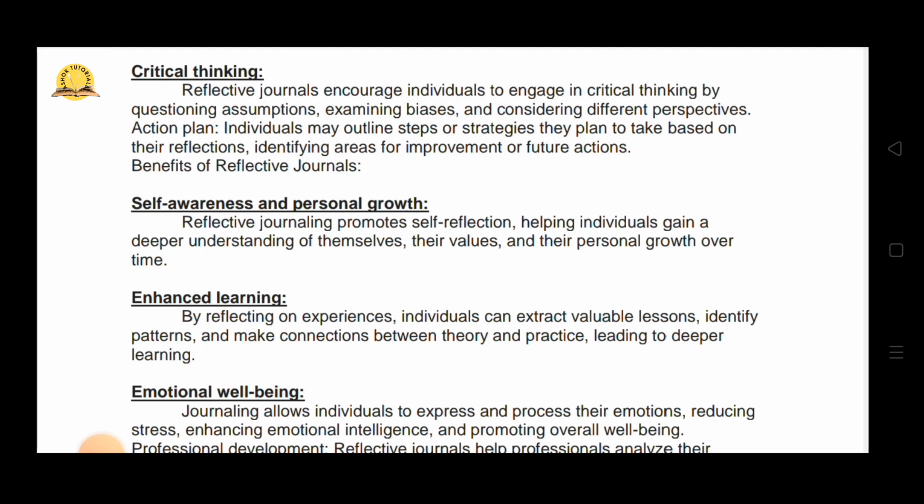Reflective journals encourage individuals to engage in critical thinking by questioning assumptions, examining biases, and considering different perspectives. So what is critical thinking? Critical thinking means we are able to think beyond the general notion. That is, suppose we say Earth is round, we should not just believe it. If it is round, how can you prove it?